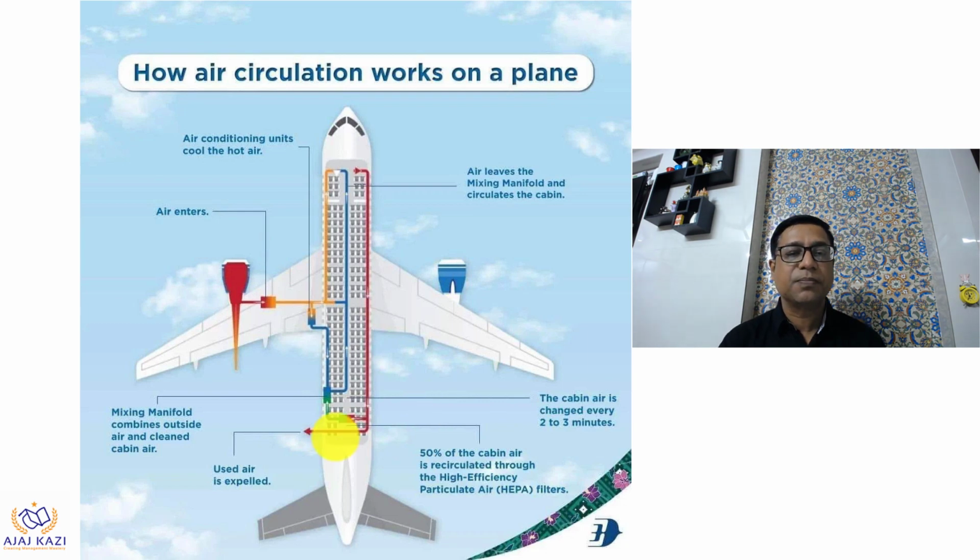So this is a mixing manifold. You can see over here, this will take care of the return air through the HEPA filters and get mixed, and then the air is circulated. The return air comes back to the mixing unit, and part of the air is taken out from the plane. So this is a simple schematic which I wanted to share with you, how air circulation works on a plane. Hope you got value.